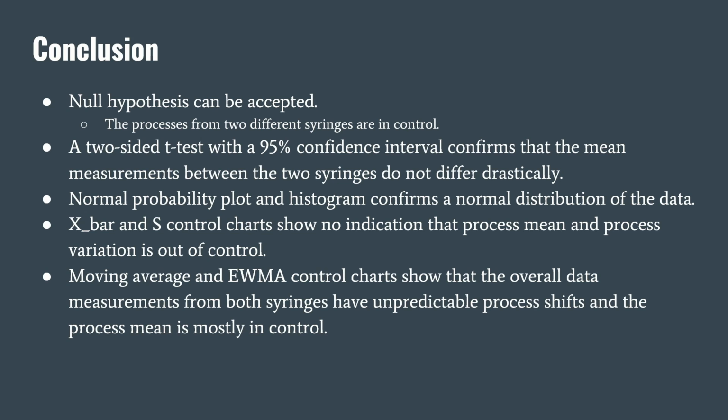Furthermore, we did moving average and EWMA or exponentially weighted moving average control charts to show that the overall data measurements from both the syringes had unpredictable process shifts and the process mean is mostly in control.